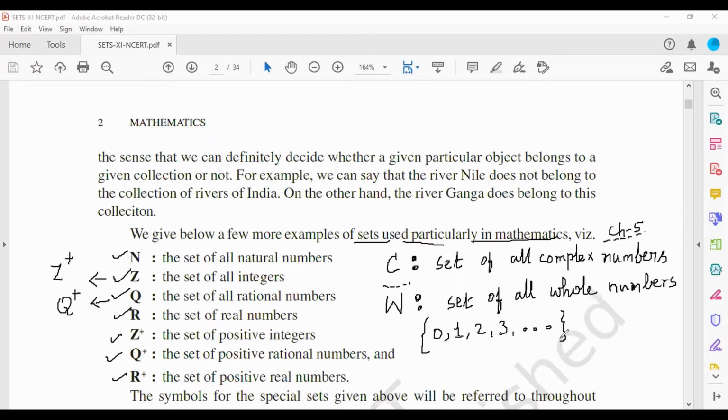So we will look at it in our discussion on types of sets. Okay, so I hope you have noted down that along with N, Z, Q, R, Z plus, Q plus, R plus, we have added C and W also. Fine.